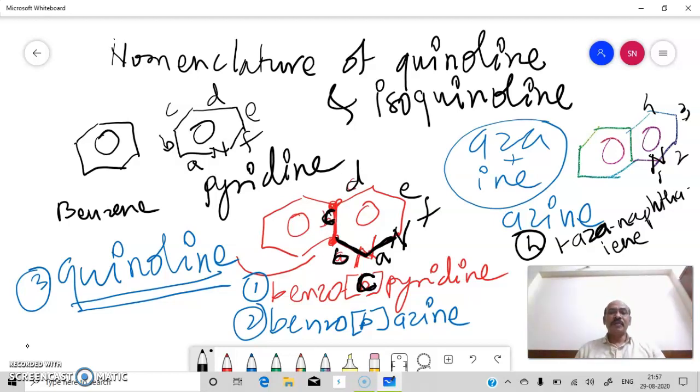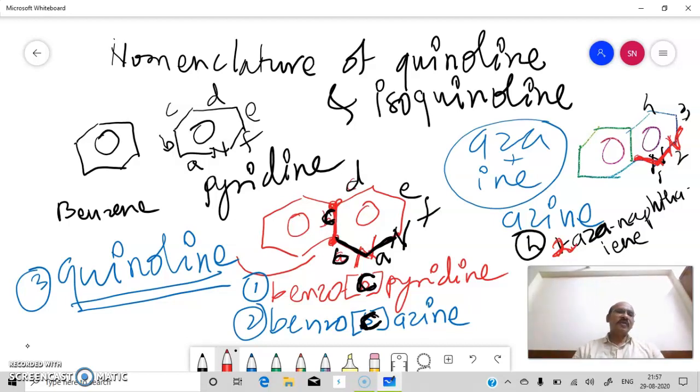What is its name? Benzo C pyridine. As it is again a 6-membered nitrogen heterocycle fused with benzene, its name will be benzo C azine. So instead of B, you have to mention C for isoquinoline. Now then, by assuming it as a derivative of naphthalene, it will become 2-azanaphthalene.